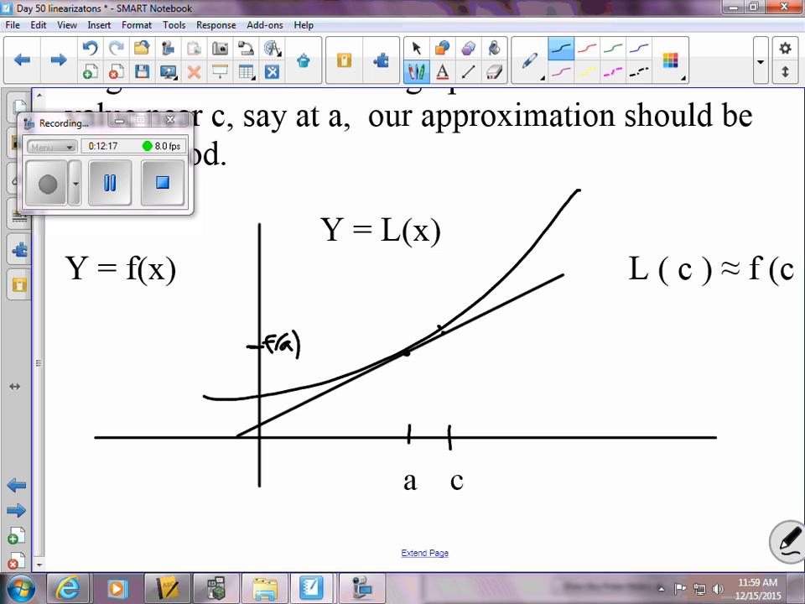Does that make sense to you, that as long as you don't go too far away from where you drew your tangent line at a, these y coordinates on the tangent line and on the curve are going to be very close? Right? And so we're going to approximate functional values using the y coordinates on the tangent line. You like it?